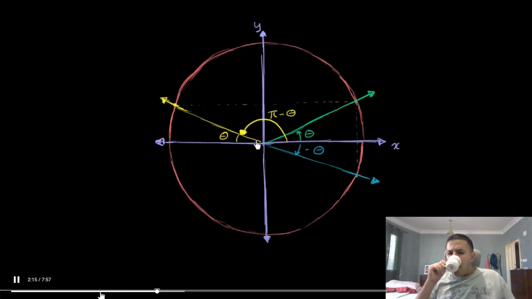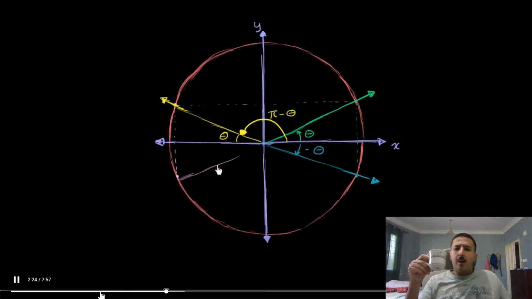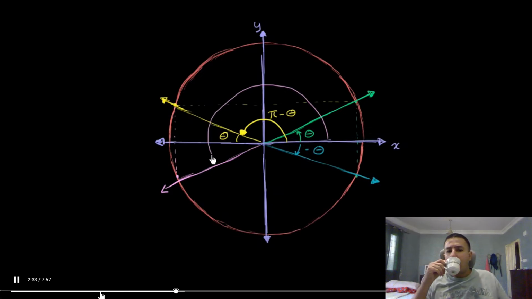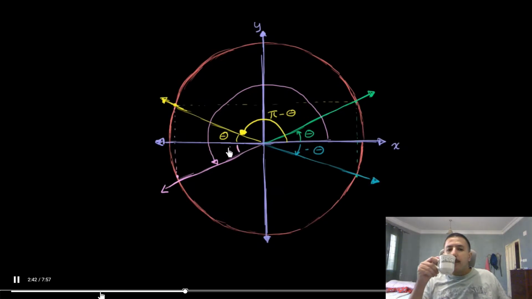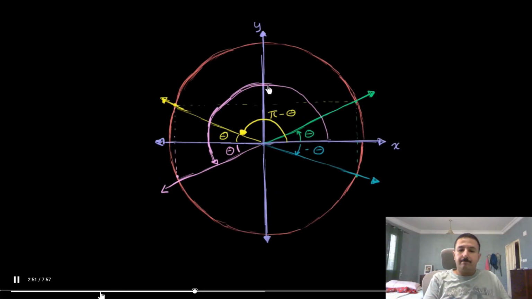Now let's flip this one over the negative x-axis. If we flip this one over the negative x-axis, you're going to get right over there, and you're going to get an angle that looks like this. Now what is the measure of that angle? Well, to go this far is pi, and then you're going another theta. So this whole angle right over here is pi plus theta radians. So this is pi plus theta.